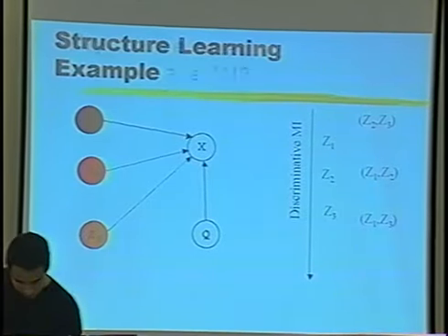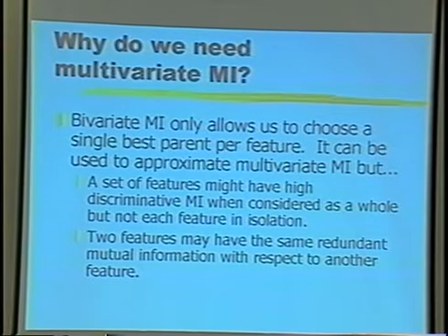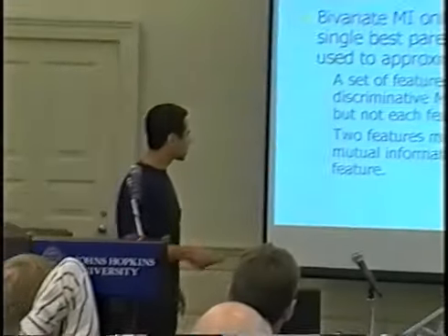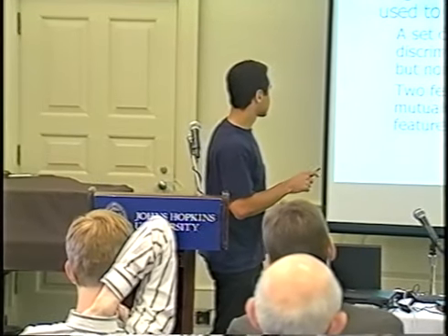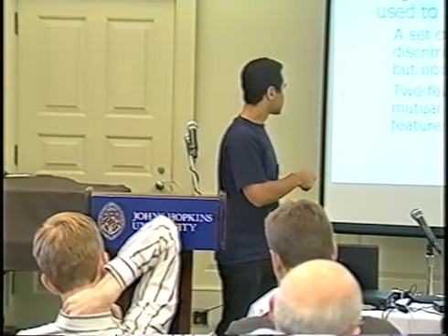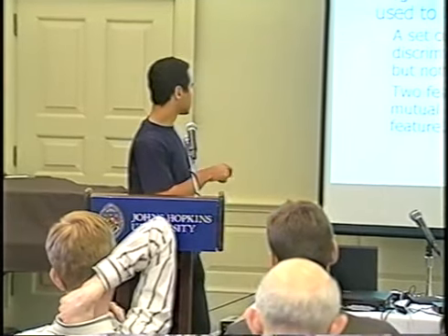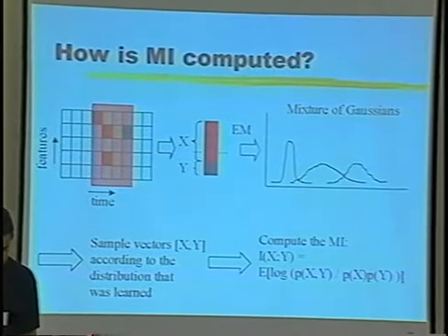So this slide is basically just repeating what I showed in the example. We have two main problems: that we can't look at the features alone, and we might have redundant mutual information. So now I will talk about how mutual information is computed.